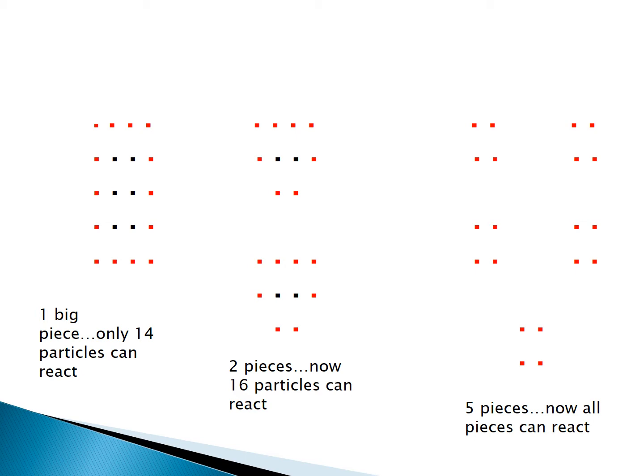So if I have a total of 20 particles inside of a piece, if it's one big piece, I have 14 particles that can react, but I have 6 on the inside that cannot. If I break it in half, now I have 16 particles that can react because now I've got more exposed area. If I break it down even further into 5 pieces, now all the particles can react. So that means that it's going to have a quicker reaction because they can all react initially.